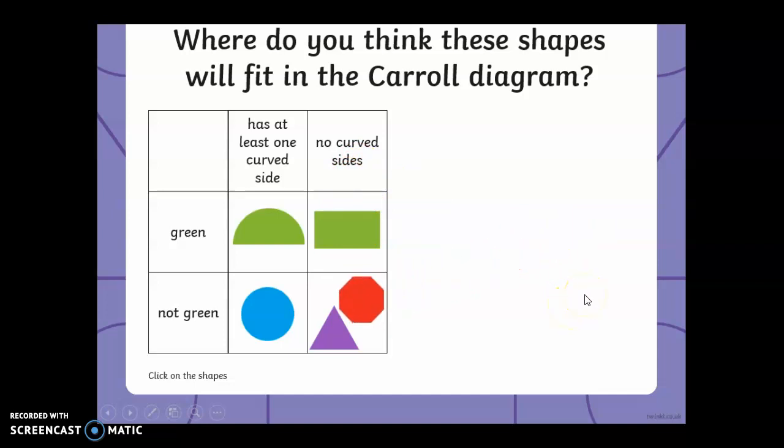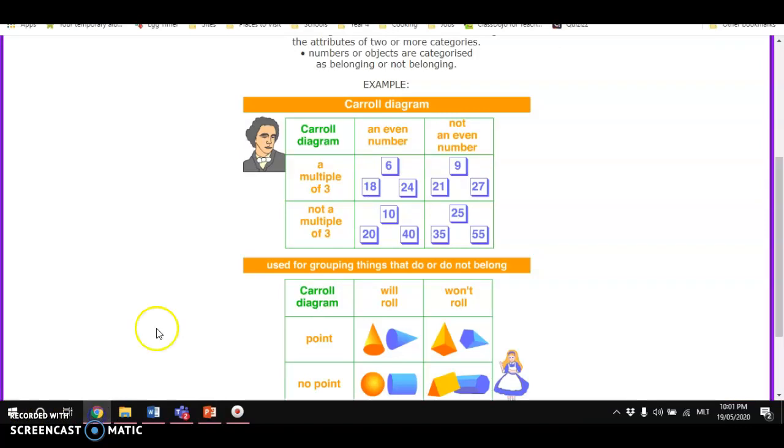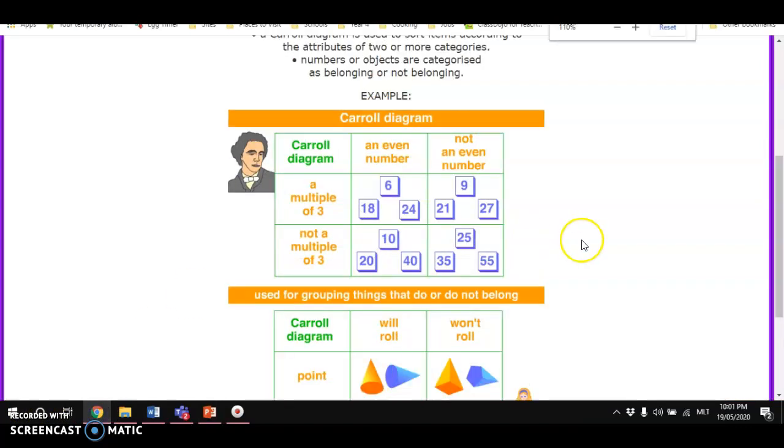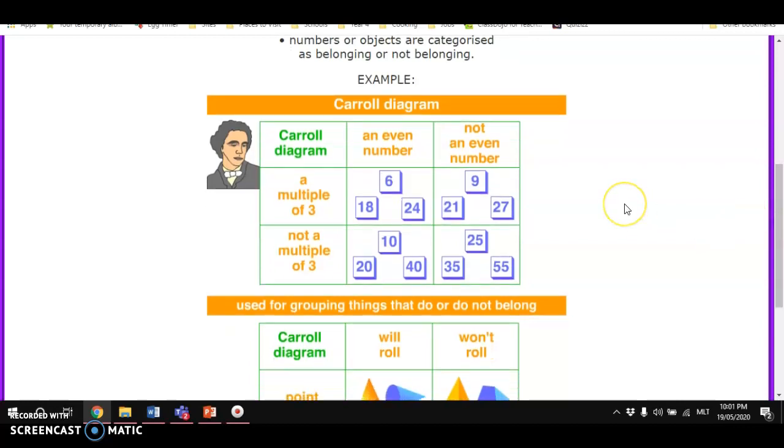Alright, very well. Now we've only worked with shapes up till now, but I wanted to show you something. Carroll diagrams can have different forms. They can sort different things. Earlier on, we learned about sorting different shapes, sorting different objects, and even numbers. And in this case, we have a Carroll diagram that sorts numbers. Okay, let's read the different criteria.